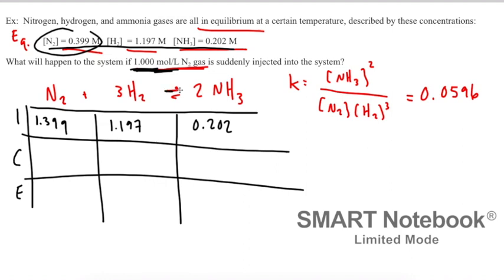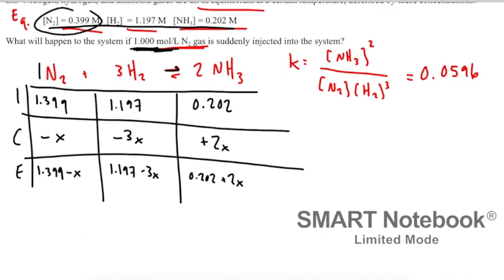We've already thought that we've added excess reactant, so the system has got to shift to the right to make more product. So I'm going to consume reactant and form product. 1 to 3 to 2, so minus x, minus 3x, plus 2x. For every 1 nitrogen that gets consumed, 3 hydrogens get consumed and 2 ammonia get produced. And then equilibrium here is going to be 1.399 minus x, 1.197 minus 3x, and 0.202 plus 2x.